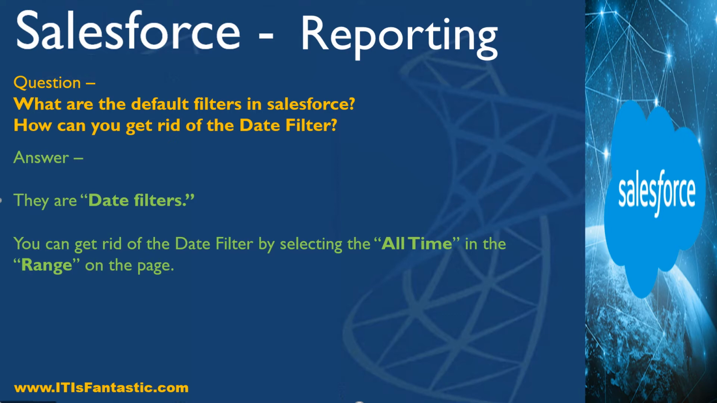What are the default filters in Salesforce? How can we get rid of the date filter? They are date filters, and we can get rid of the date filter by selecting All Time in the range on the page.